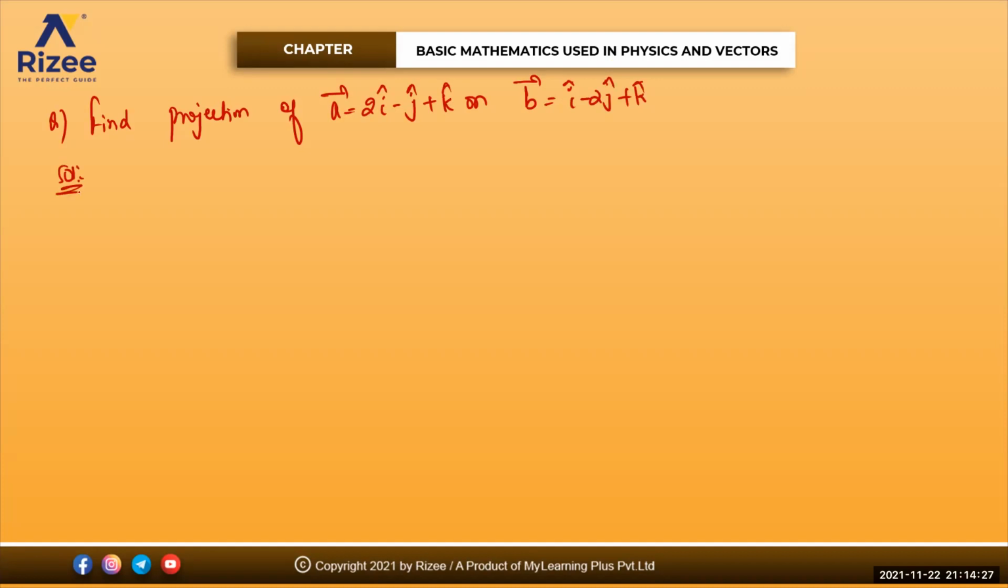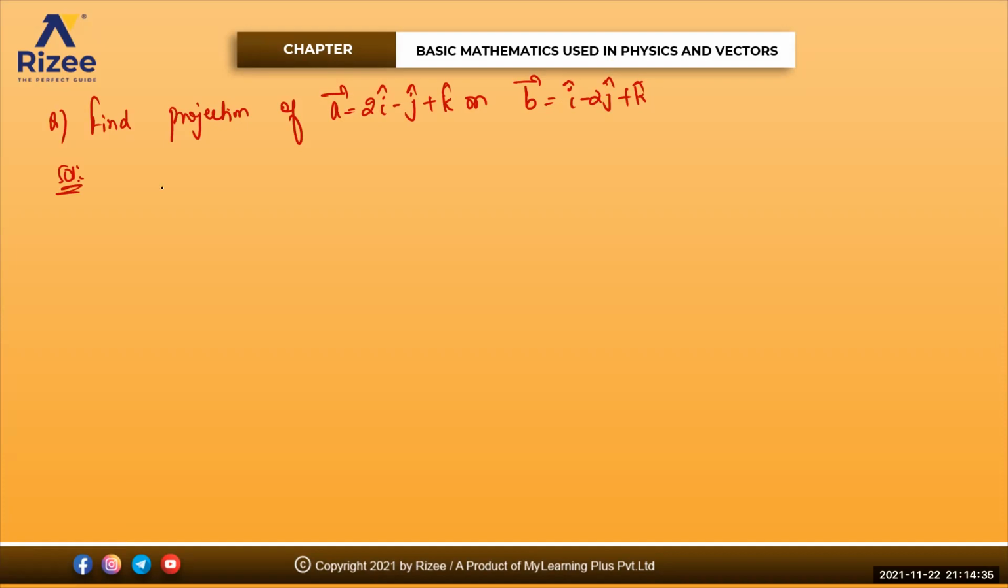See this question. If I'm giving a question something like this, find the projection of A bar equals 2I cap minus J cap plus K cap on B bar, where B bar equals I cap minus 2J cap plus K cap. So this is the question.